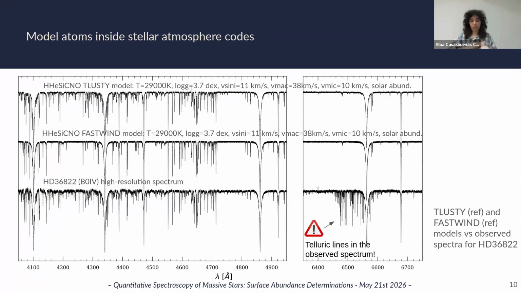Finally, when we have the atomic model, we feed it into the stellar atmosphere code, we run it, and we can get the synthetic spectra. Here I included, for example, a TLUSTY synthetic spectrum and a FASTWIND synthetic spectrum with similar parameters, as well as, at the bottom, a high resolution observed spectrum of a star with similar parameters. This is the data we're going to use to compare and perform the quantitative spectroscopic analysis.